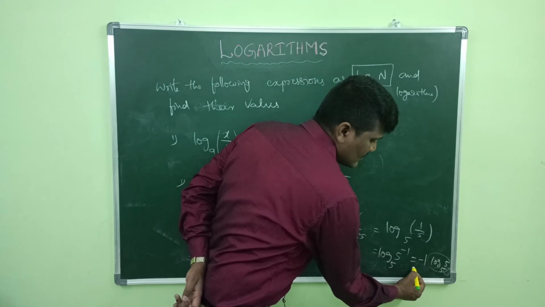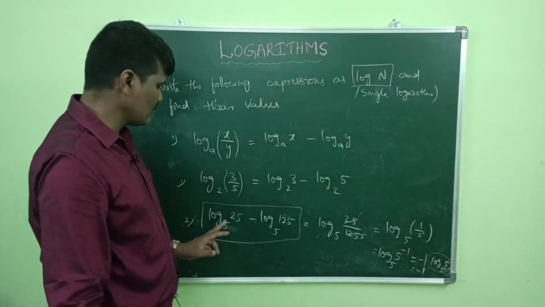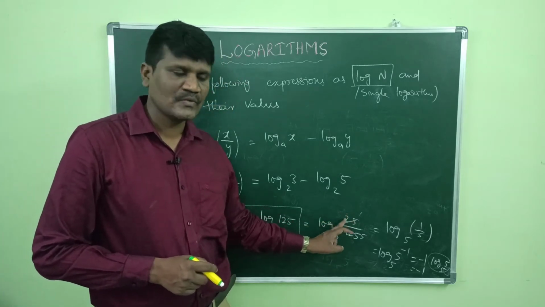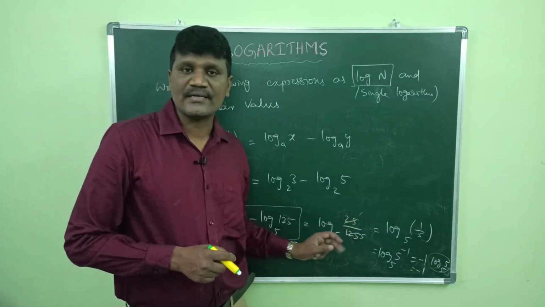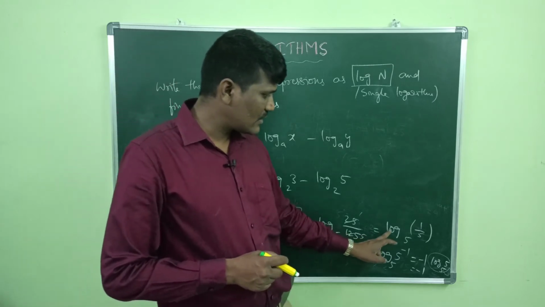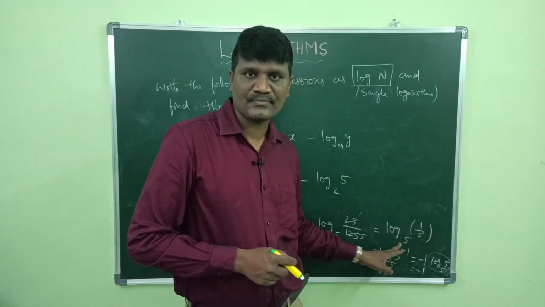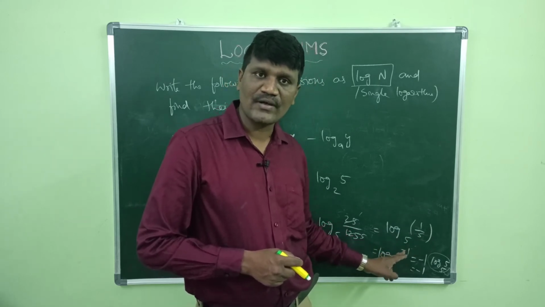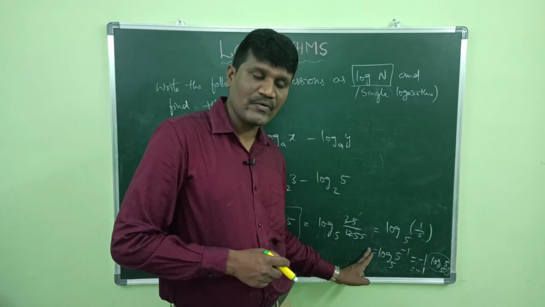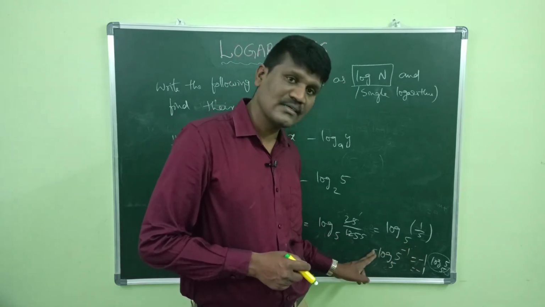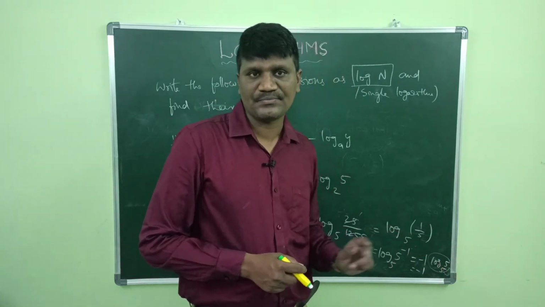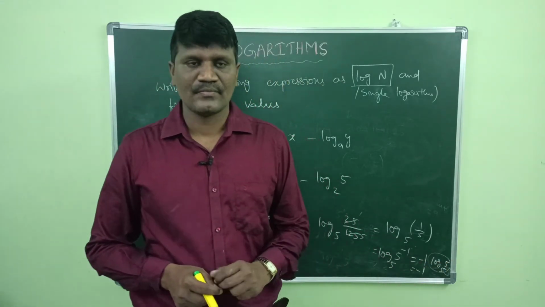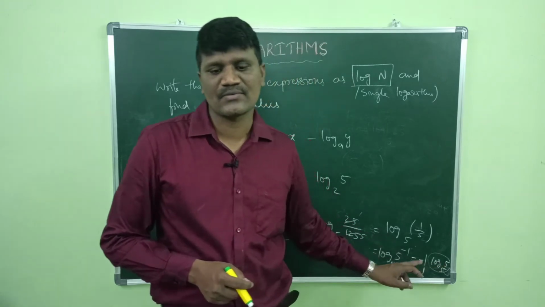So this is equal to minus 1. First, log x minus log y is log x by y. So 25 ones are 25, 5s are 125. So log 1 by 5 to the base 5. 1 by 5 I can write as 5 power minus 1. Now use the power rule, so the power will come to the starting: minus 1 into log 5 to the base 5. And we know the formula, log 5 to the base 5 is 1. So minus 1 into 1 is minus 1.